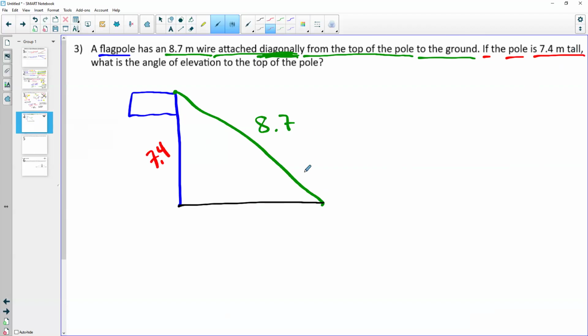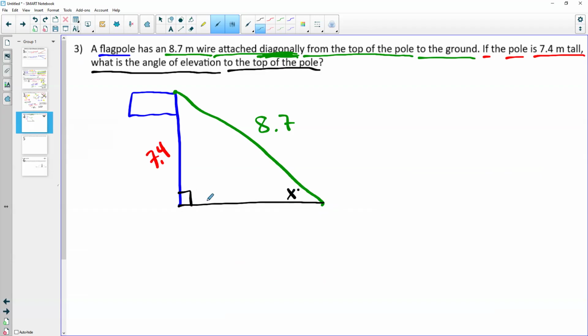meters tall. What the question is asking now is, what is the angle of elevation to the top of the pole? Remember, angle of elevation is between a horizontal line and an upward line of sight. Here is your horizontal line, and here is your upward line of sight. They want to find that angle of elevation, which is this angle right here, which we are labeling as x. Now that we've got our triangle labeled with the sides and what we're asked for, let's fill in where that right angle is supposed to be located.